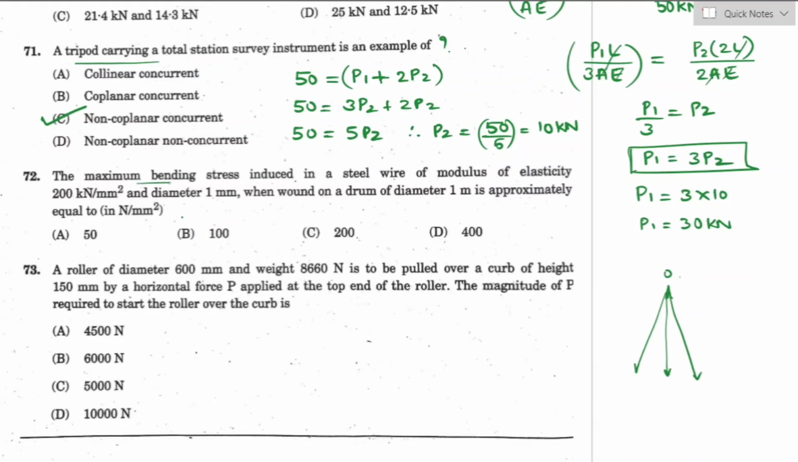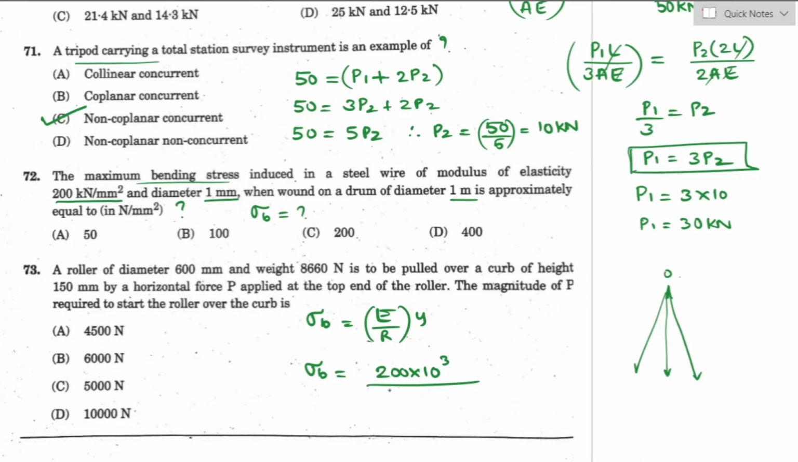Question number 72. The maximum bending stress induced in the steel wire of a modulus of elasticity 200 kN per mm square and diameter 1 mm when wound on a drum of diameter 1 meter is approximately equal to. So we have to calculate the maximum bending stress. We know that bending stress is given by the formula E by R into Y, where E is the modulus of elasticity of a steel wire, which is given as 200 kN per mm square. So 200 into 10 to the power of 3 divided by R, where R is the radius of a drum.